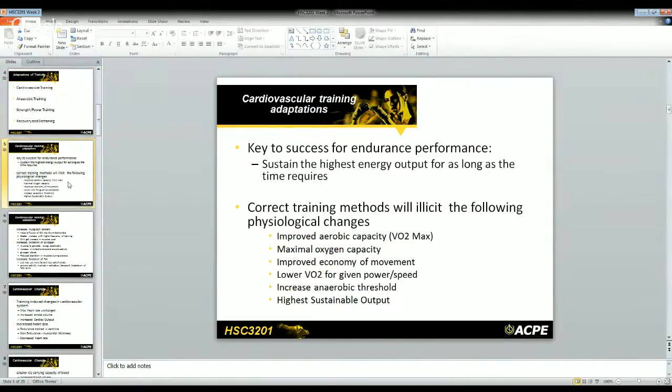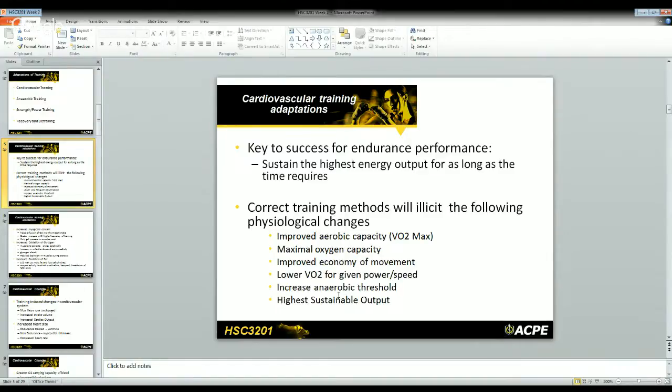So if we look at cardiovascular training adaptations, it's all about endurance performance, sustaining the highest energy output for as long as the time requires. To look at that, we can have a look at these main 6 points, where we're looking at our aerobic capacity, your oxygen capacity, economy of movement. With the improved aerobic capacity and oxygen capacity of the economy, you get a lower expenditure for doing the same amount of work.